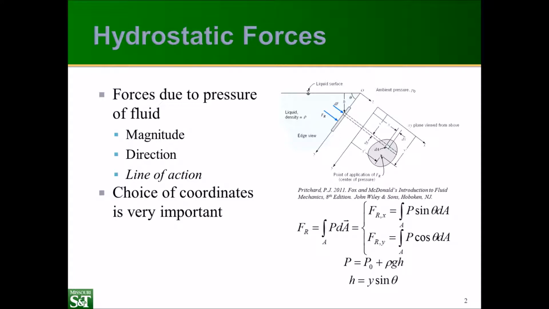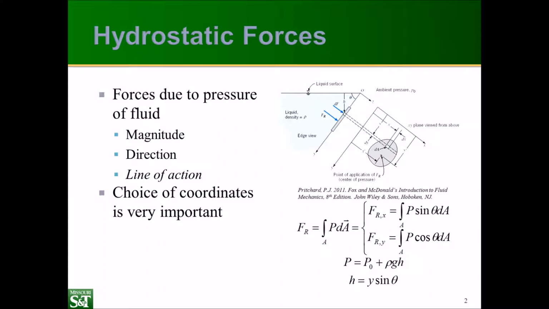So these hydrostatic forces are due to the pressures of a fluid, and to totally understand them, we have to know three things. First, the magnitude of the force. Second, the direction of the force. And third, what we call the line of action, which is basically the point where the average force acts. And we can use that to calculate torque on an object. So we know how much force we need to add to make sure that the object's not going to rotate.